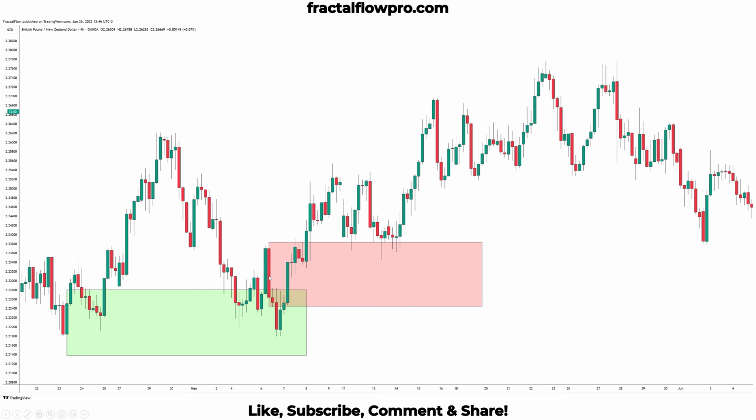We see that this supply immediately fails as a result from the major demand zone on the left. The point of this example is to demonstrate the hierarchy between zones and the switching quality of the zones as well. Once the supply zone is invalidated, it turns into a demand zone.